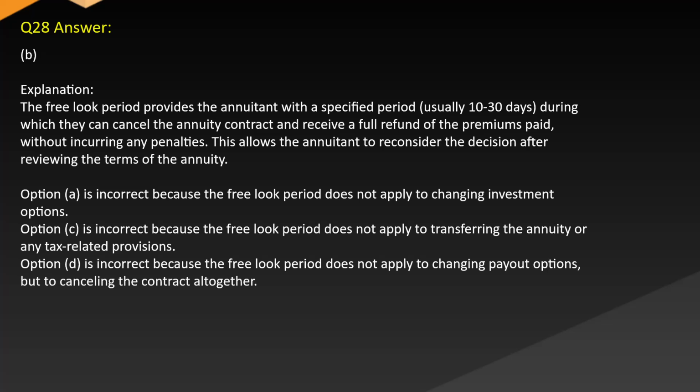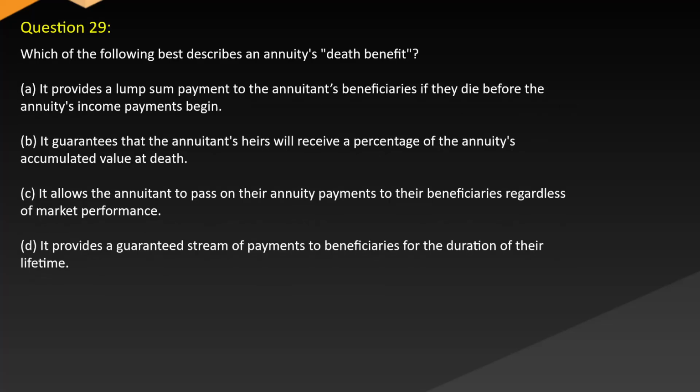Question 29. Which of the following best describes an annuity's death benefit? A. It provides a lump sum payment to the annuitant's beneficiaries if they die before the annuity's income payments begin. B. It guarantees that the annuitant's heirs will receive a percentage of the annuity's accumulated value at death. C. It allows the annuitant to pass on their annuity payments to their beneficiaries regardless of market performance. D. It provides a guaranteed stream of payments to beneficiaries for the duration of their lifetime.